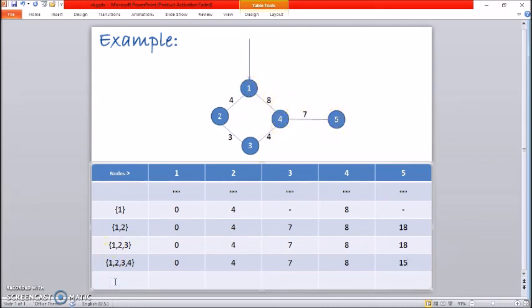Now we will visit the remaining node, that is 5, so 1, 2, 3, 4 and 5. These distances are the same: 0, 4, 7, 8, 15. This last row represents the minimum distances of each node from the root node, that is node number 1.